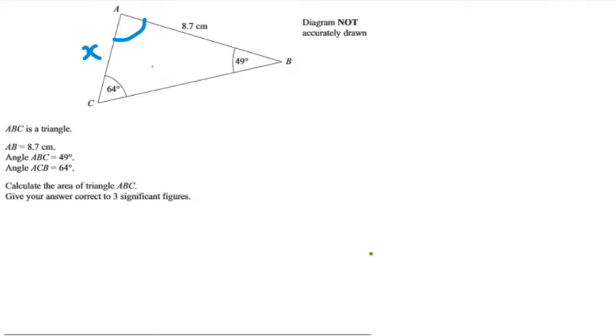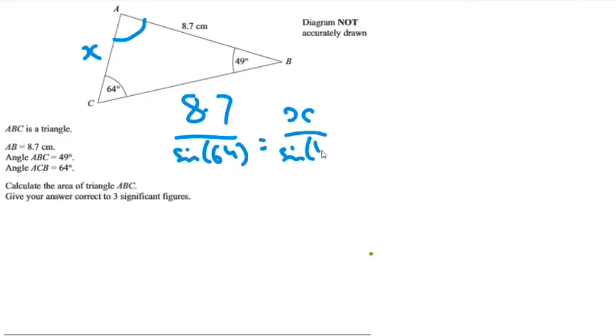Strictly speaking, yes, it wouldn't have to be this side, but I personally feel this is going to be the easiest ones to work out, because otherwise you're going to need to bring in the cosine rule as well, whereas here we can manage with just the two sine rules. So, to get this x first, I've already suggested we should use the first sine rule. So in that case, that would be your 8.7 over sine of 64 equals x over sine of 49.